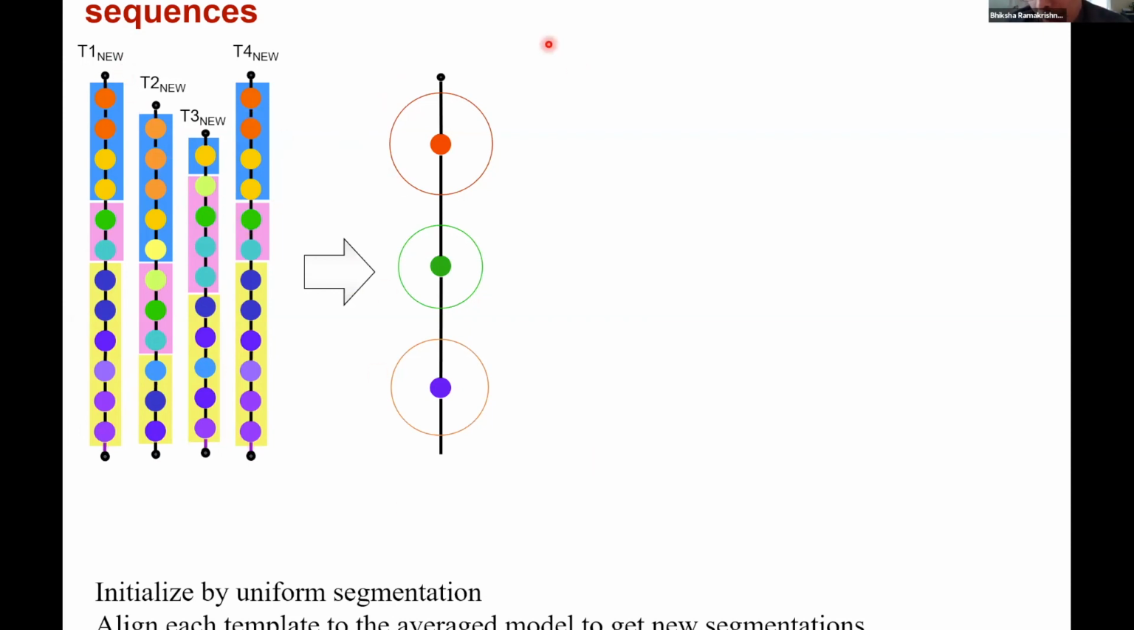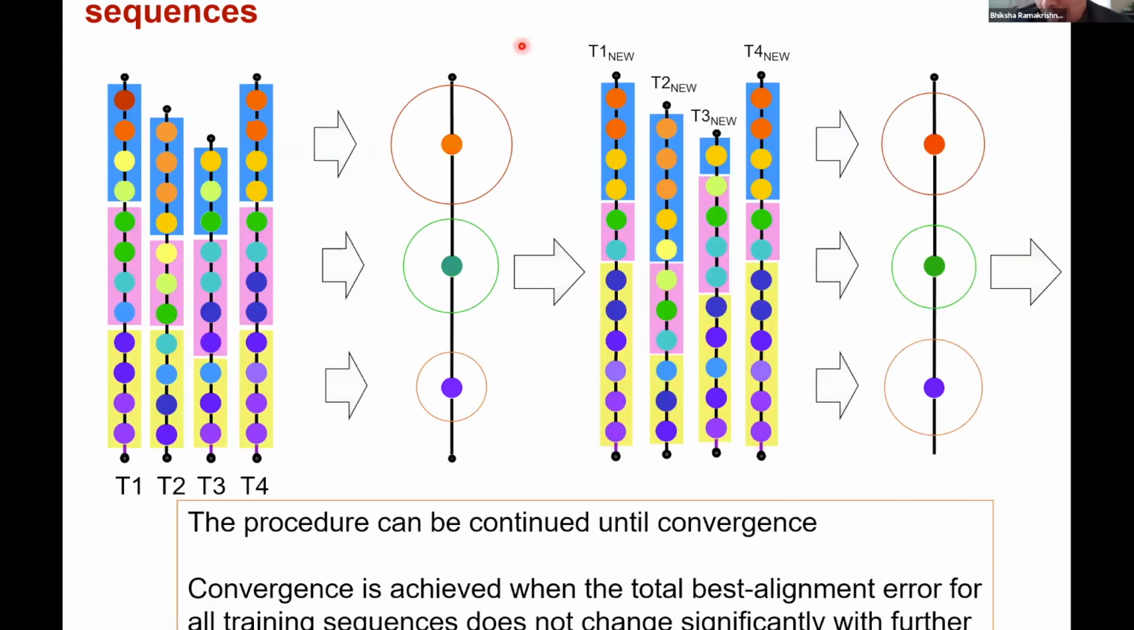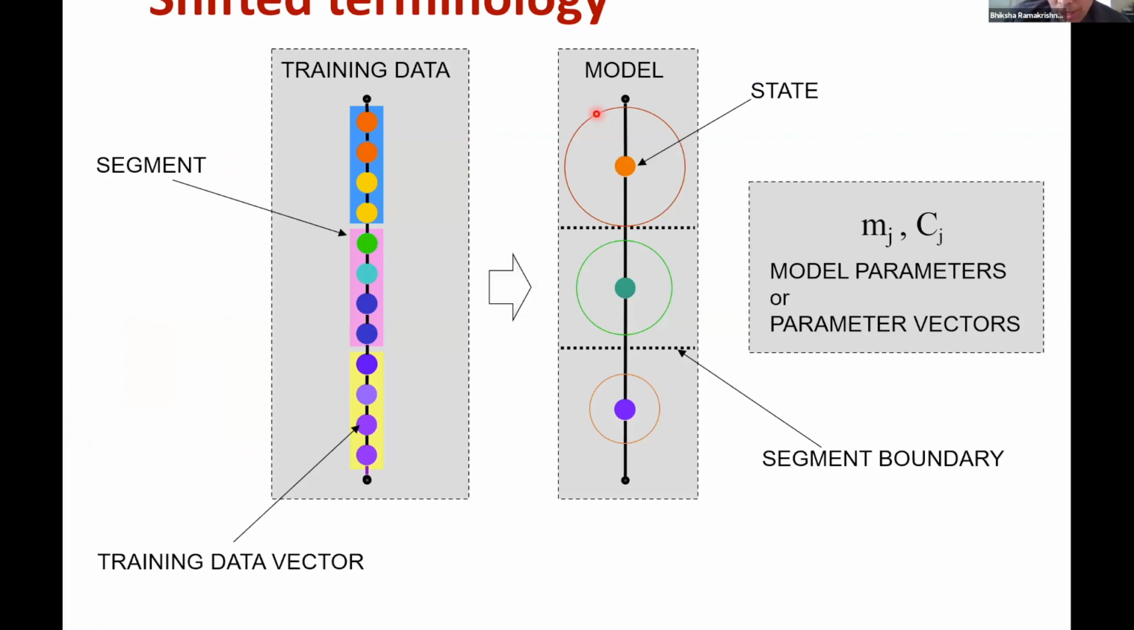I get a new model. But why stop here? I can repeat the process. And I can keep doing this till the segmentation stops changing. And that is going to give me my new model. And that's going to give me a more consistent model for each of my words. And so that is going to give me a more consistent and an updated model.